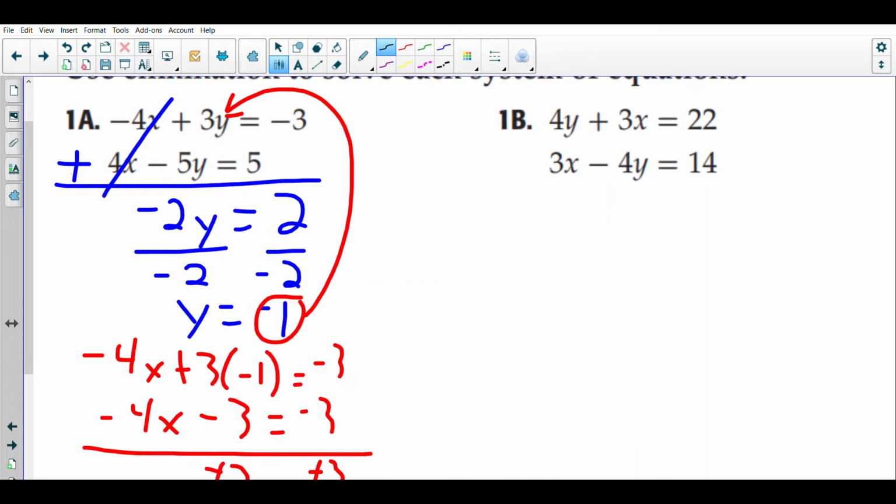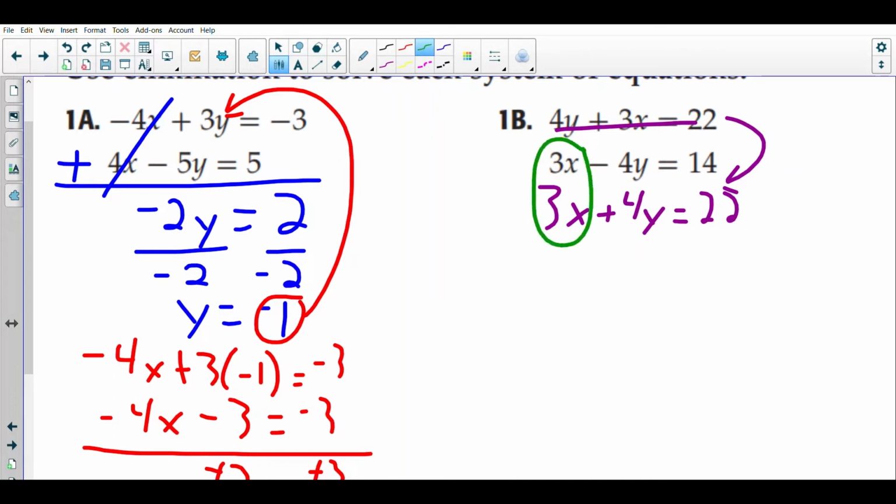So once you have one of the variables, all you have to do is solve. So now the next one, 4y plus 3x is equal to 22, and 3x minus 4y is equal to 14. Now this one's kind of goofy, so I'm going to rewrite the first one because it's out of order. So I'm going to write it as 3x plus 4y is equal to 22. Now look at this. I have two different situations. I have the 3x's, which are the same, and I also have the y's that are opposites.